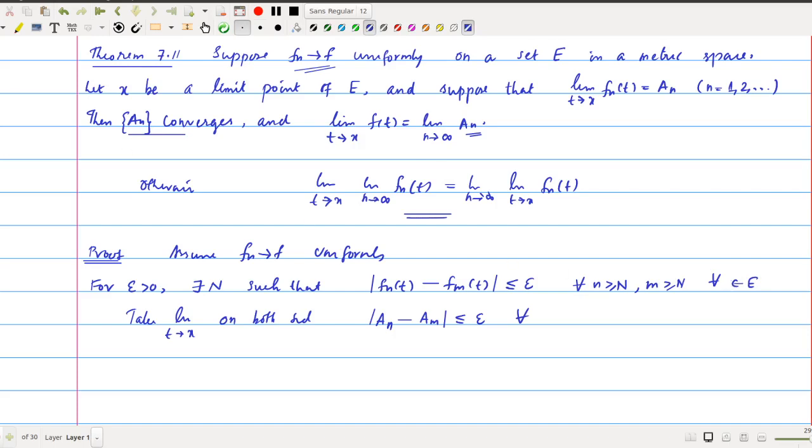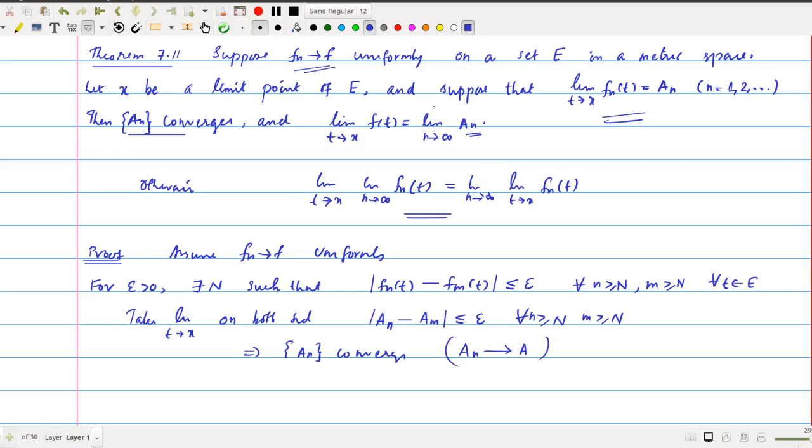I rewrite the definition in terms of t. Then you can take limit t tends to x on both sides. Then that will be An from this definition, and the second term will be Am, less than or equal to epsilon for all n greater than or equal to N, for all m greater than or equal to N. So this is the Cauchy criterion for convergence of the sequence An. So this implies the sequence An converges. Okay, so if this is convergent, then we can expect a limit, say A. An converges to A.